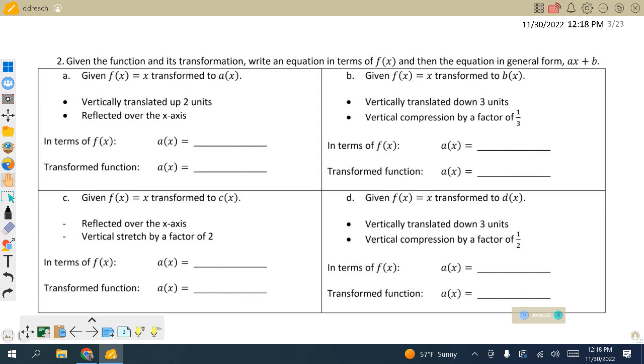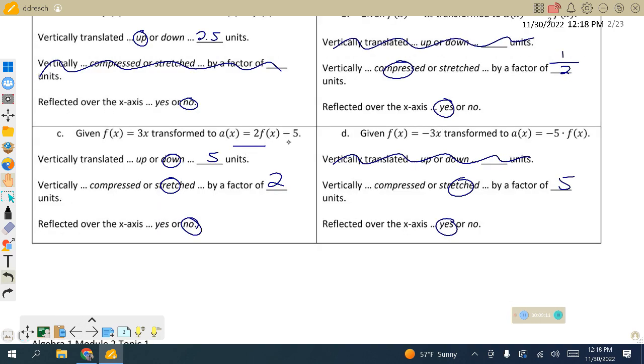And this is where, again, I think things can get a little confusing. I get it. The first one's going to be in terms of f of x. And the next one will be what we say is the transform function. So what do I mean by in terms of f of x? I want to literally see in your answer something like this. That has f of x in the answer.